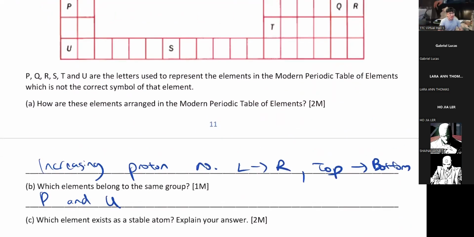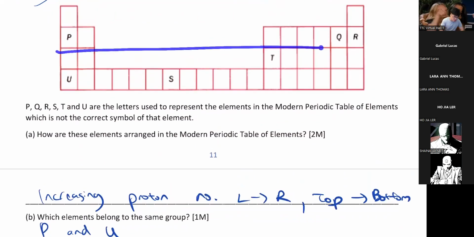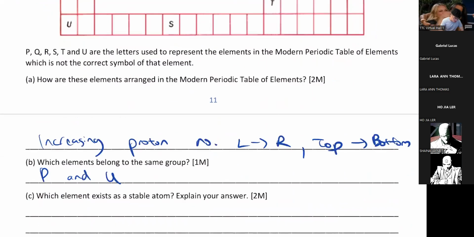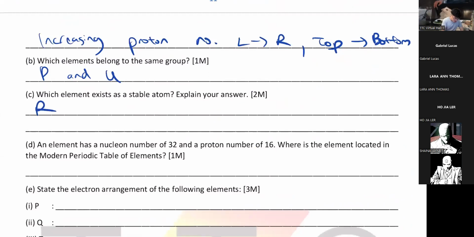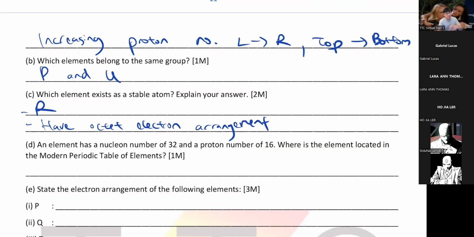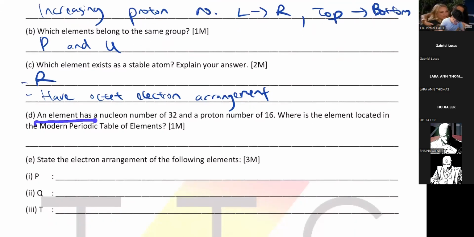Then C, which element exists as stable? Like I said, stable is on the last group, group 18, when they have full everything already. So that will be your R, because they have octet electron arrangement. That means they are full on the outside. They have 8 electrons on the outside. They are very happy.